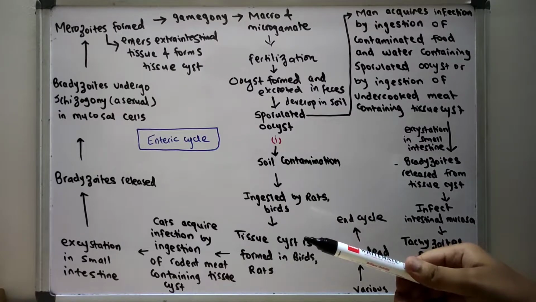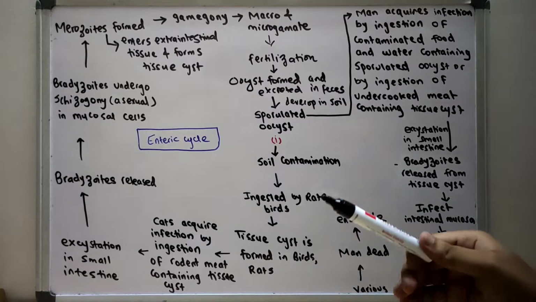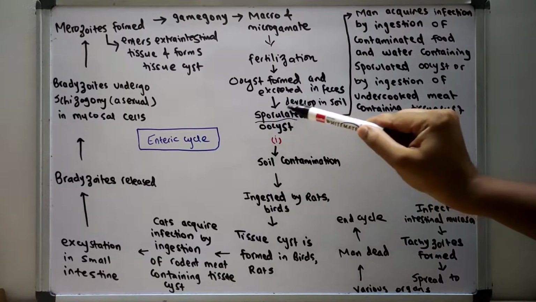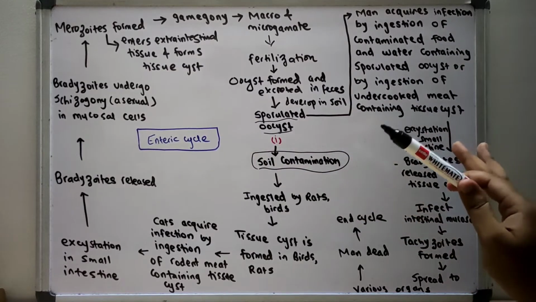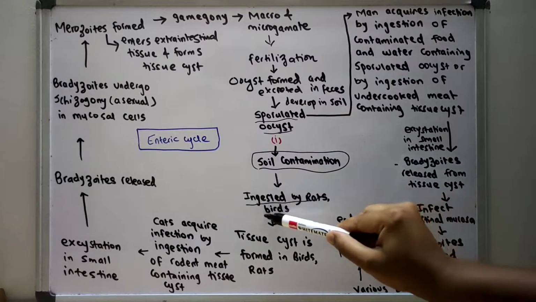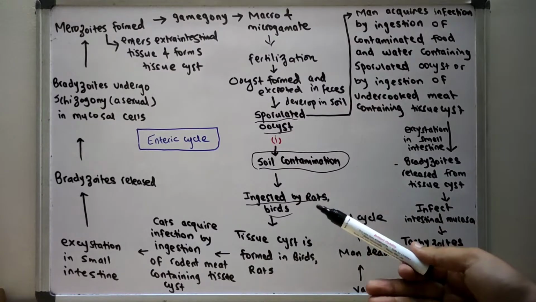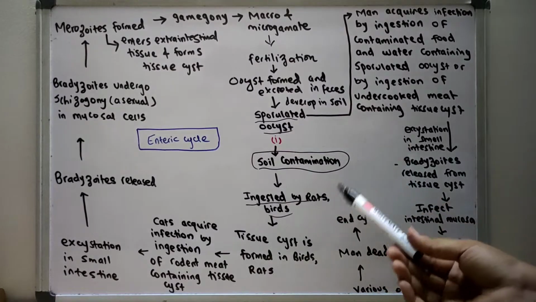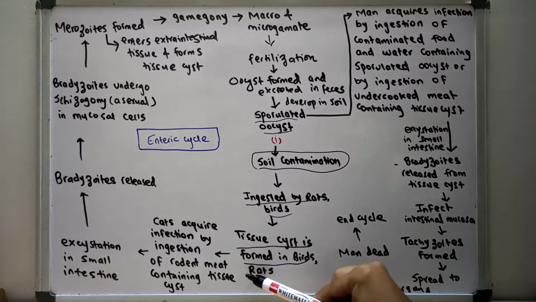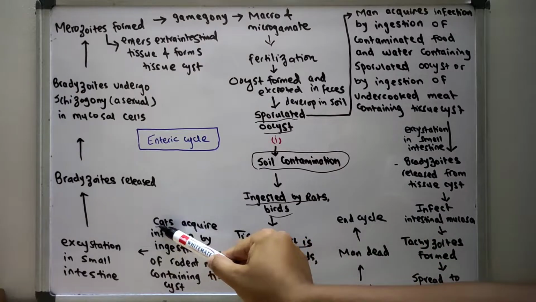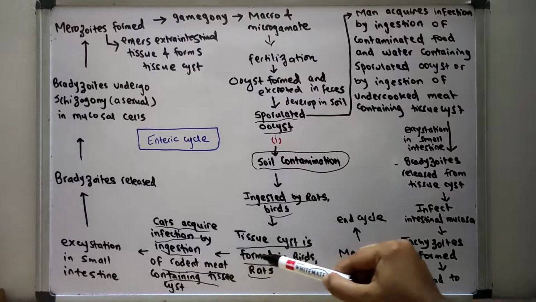I have already told you that the oocyst in the cat feces is the main source of transmission. So the sporulated oocyst causes soil contamination. The contaminated soil is ingested by rats and birds, or the oocysts may also infect the water or various other edible things, and they are ingested by rats and birds. So the tissue cyst is formed in the birds and rats. The cat acquires infection by ingestion of the rodent meat containing those tissue cysts.